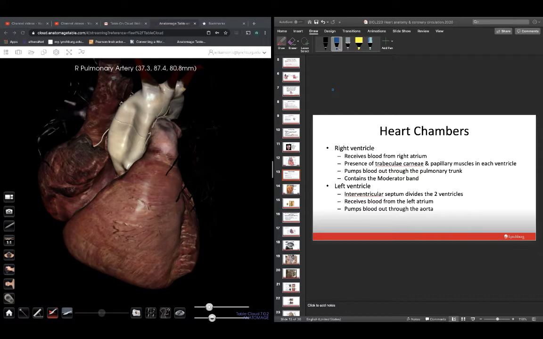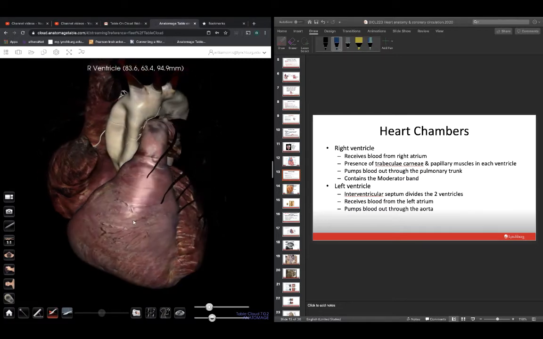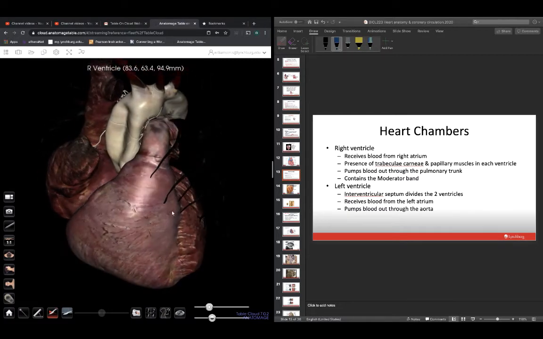So let's talk about some of the structures that are related to the ventricles. We know that the ventricles are described as pumping chambers. And so they're going to be responsible for pumping blood from the ventricle out through a vessel. So let's talk about the right ventricle.